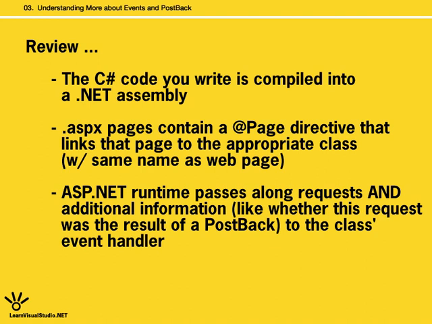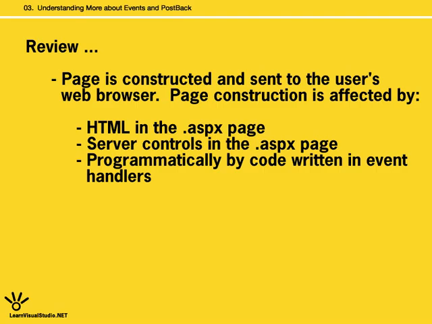Now in the first lesson we talked briefly about how the page is then constructed and then passed back to the web browser that requested it. So there's three things that can affect the output. First of all, obviously the HTML in the .aspx page. Then secondly, the server control tags in the .aspx page. Recall that we said in the previous lesson that those are stripped out by the ASP.NET Runtime Engine and replaced with HTML code that's appropriate for the given web browser that's requesting the page.